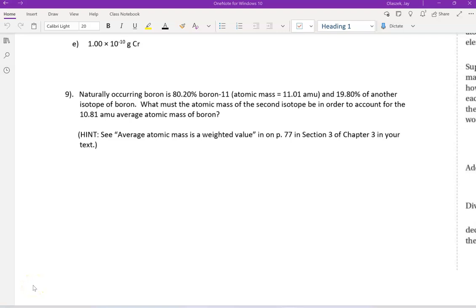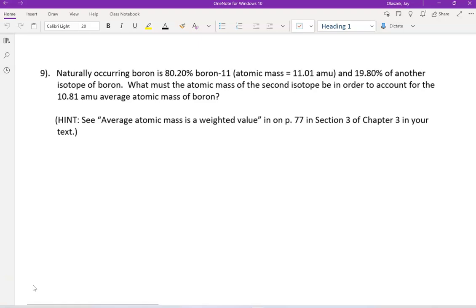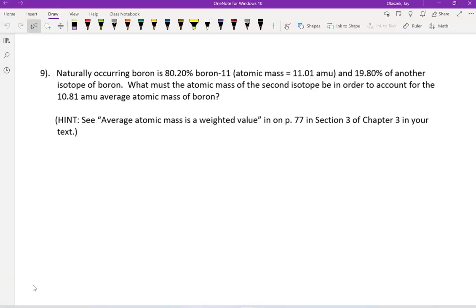Okay, this is problem number 9 on the chapter 1 and 3 review. We're going to answer this question by treating it like how you'd calculate your final grade for the semester, including final exams. The way that we're going to do that is we're going to use this formula.